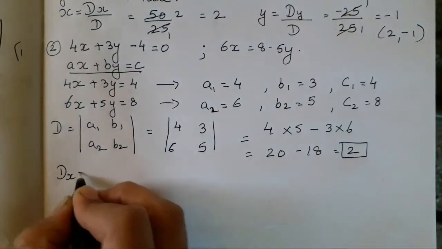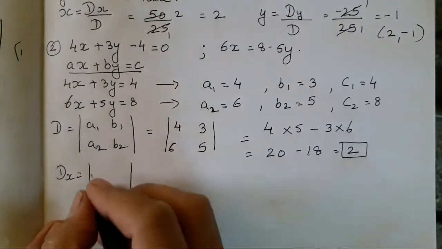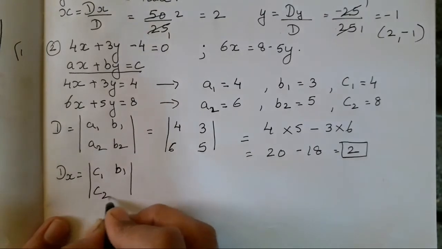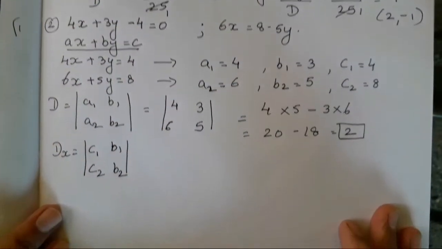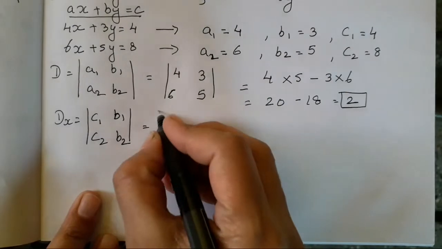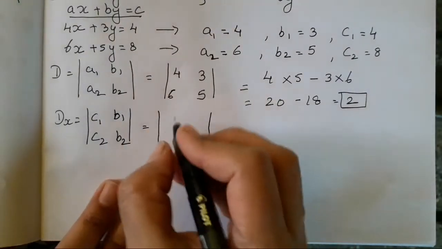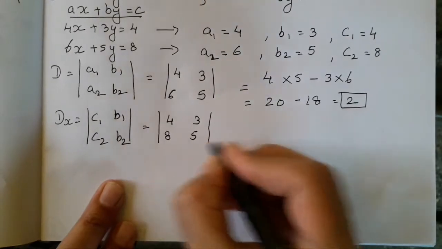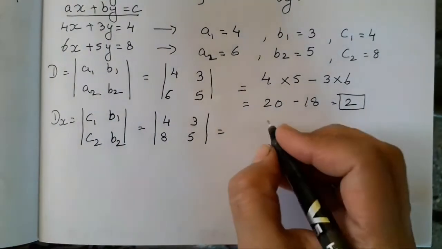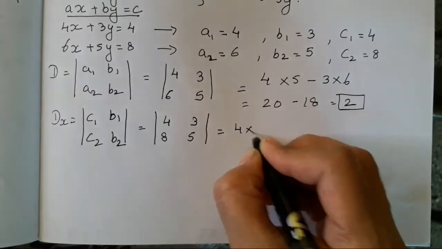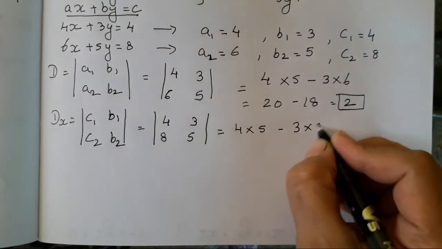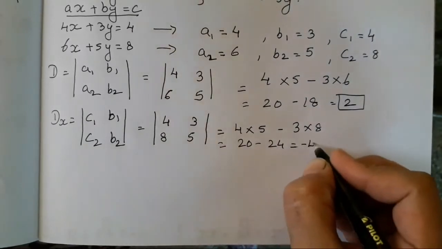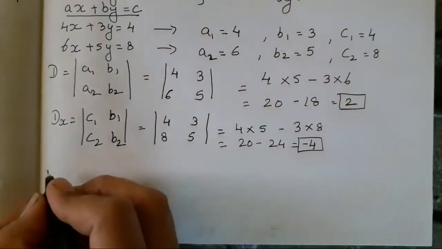Same goes with Dx is equal to, the formula doesn't change over here, c1 b1 c2 b2 is equal to 4 3 8 5. I am directly writing the answers without explaining now because it's very easy, isn't it? 3 into 8, 20 minus 24 is equal to minus 4. So Dx you all have got minus 4.